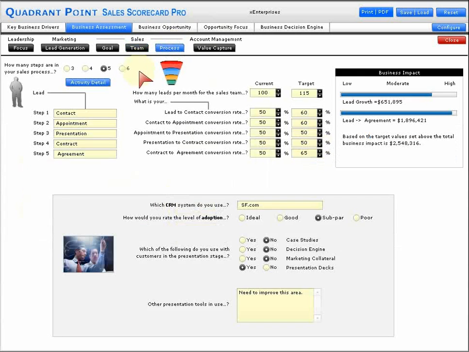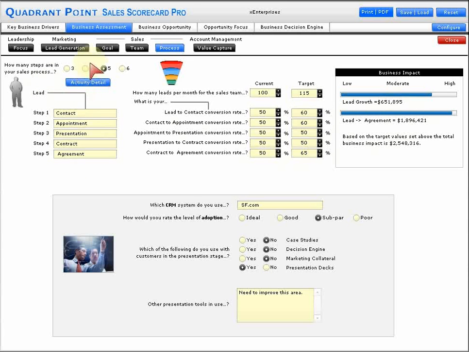Sales process. What's their funnel look like? Contact through to appointment, presentation, contract, ultimately an agreement. And in this example, if we were having 100 leads going to 115, how about increasing sales conversion ratios? In this benchmark example, if these were set at 50%, moving between each stage, what would happen if you could increase these top two up to 60%? And contract to agreement from 50 to 65%. Significant value could be gained there, going from lead to agreement.